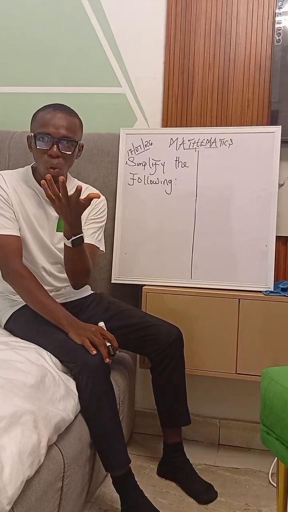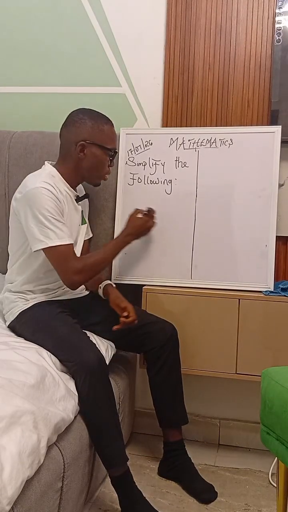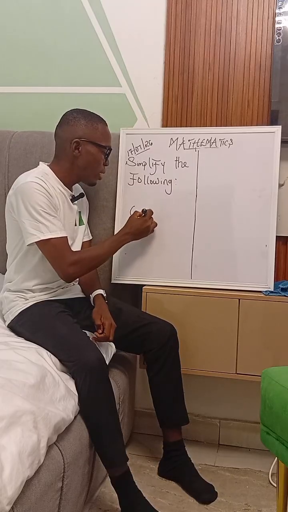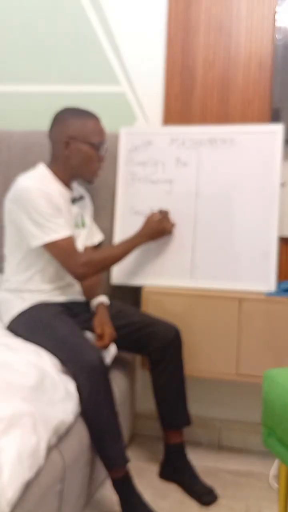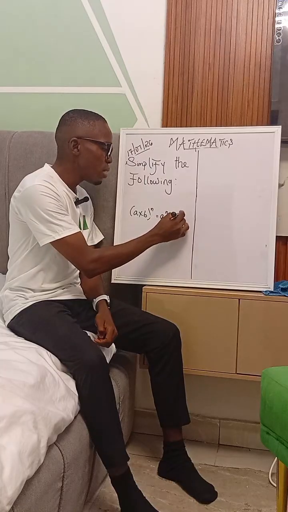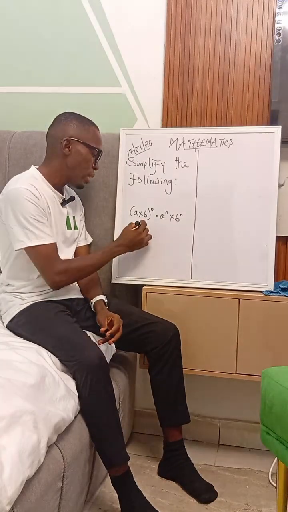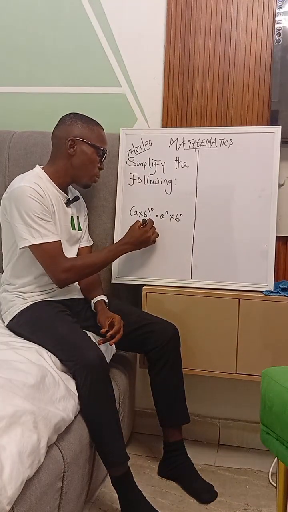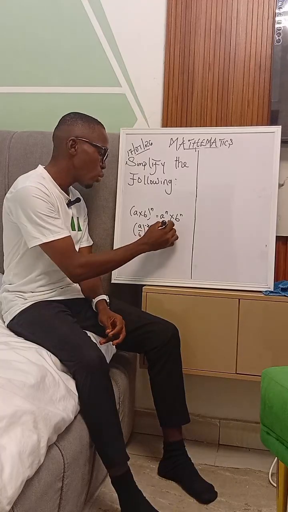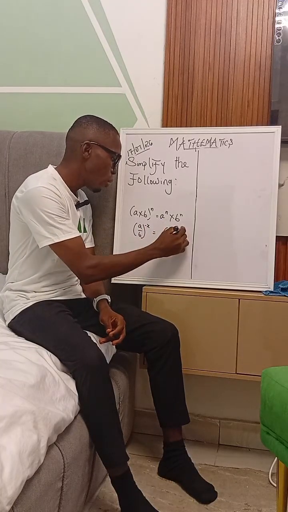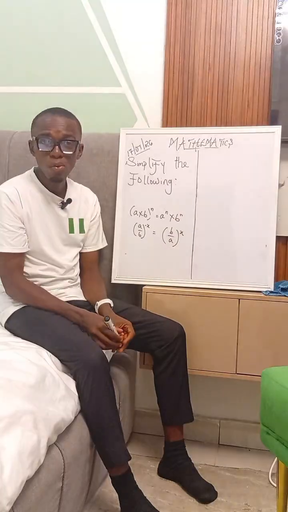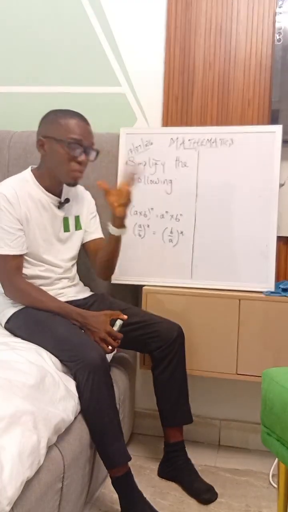About the distribution law, quickly, we said you can have something like this, all raised to the power of n. In this case, their bases are different. So this becomes a power n multiplied by b power n. Inverse law: if I had a over b all to the power of minus x, this would be equal to b over a all to the power of x. So these were the things that we discussed in the previous class.